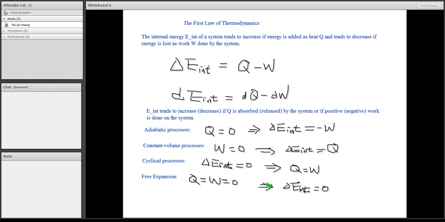One example of free expansion is the Big Bang. At the start of the universe, when you have the Big Bang, you start from a point, and then you just undergo a free expansion. It happens so fast that there's no heat exchange with the environment, there's no work done, and there's no change in thermal energy. Okay.